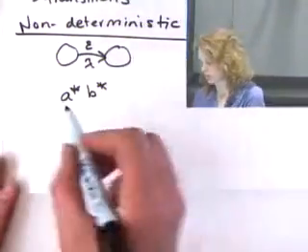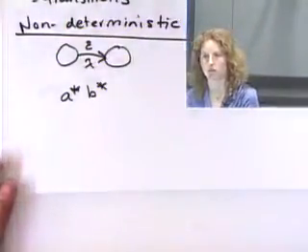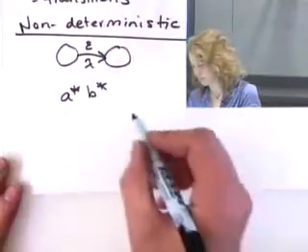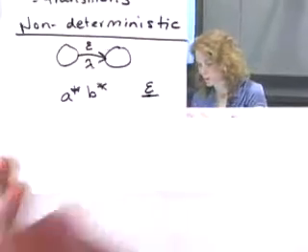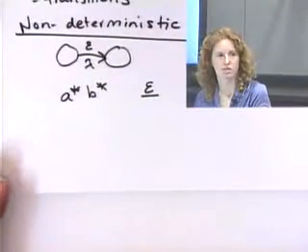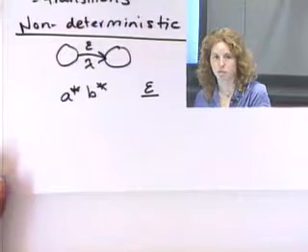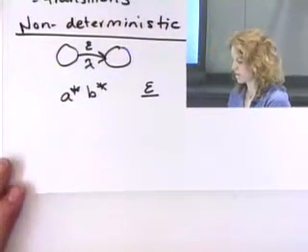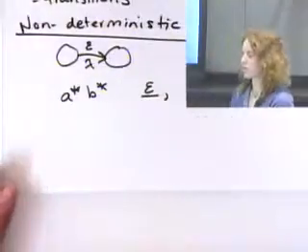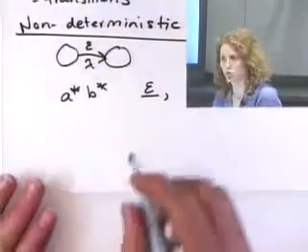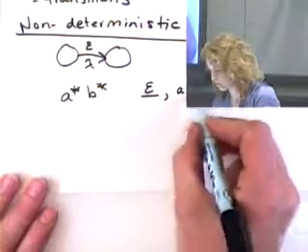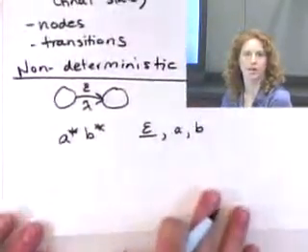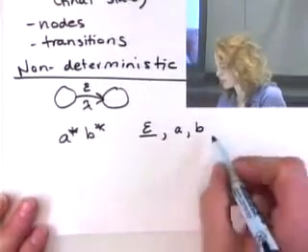So the shortest string: is the empty string accepted? And the answer is yes, right? So that means which state should be an accepting state? The start state should be an accepting state, right? So that's one of the strings. Just 1 A is one of the strings, right? Just 1 B is one of the strings. So I'm just starting to list the language here. I can get 2 A's.